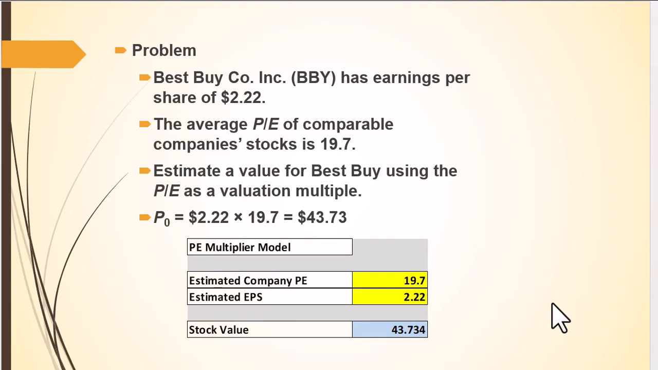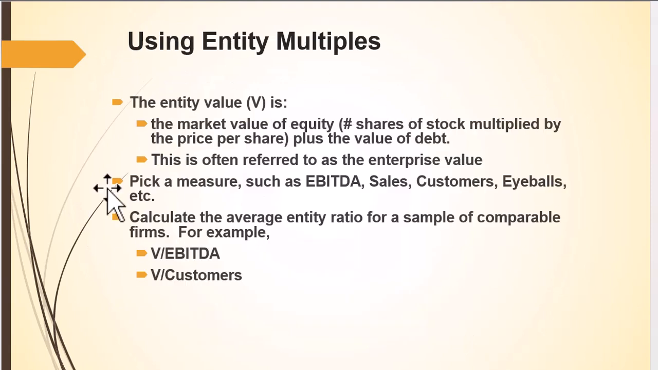Again, here's another example. This is Best Buy. The average PE ratio of comparable companies is 19.7. So we want to estimate the value using the PE valuation multiplier. If we estimate earnings per share, they said it's $2.22, you would estimate that the current value of this stock should be $43.73. Now, this is just one example. We can use many different kinds of multipliers.